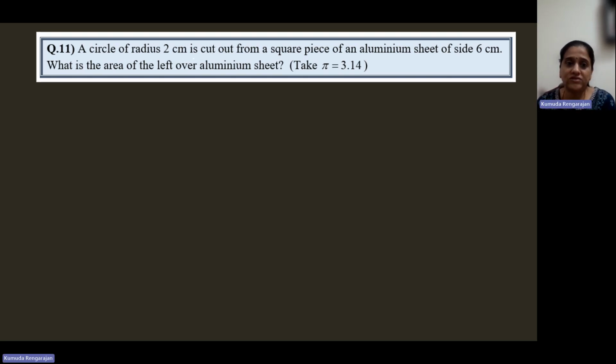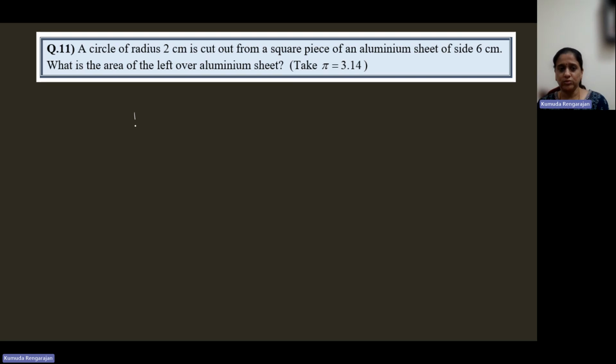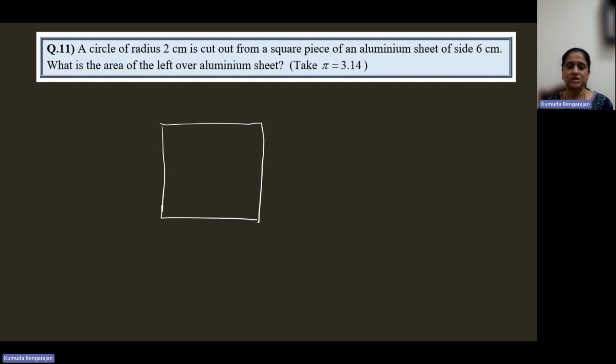A circle of radius 2 centimeters is cut out from a square piece of an aluminum sheet of side 6 centimeters. So there are two things. You have an aluminum sheet, a square sheet of side 6 centimeters. What do you do? You cut a circle of radius 2 centimeters from it. You can cut it anywhere.